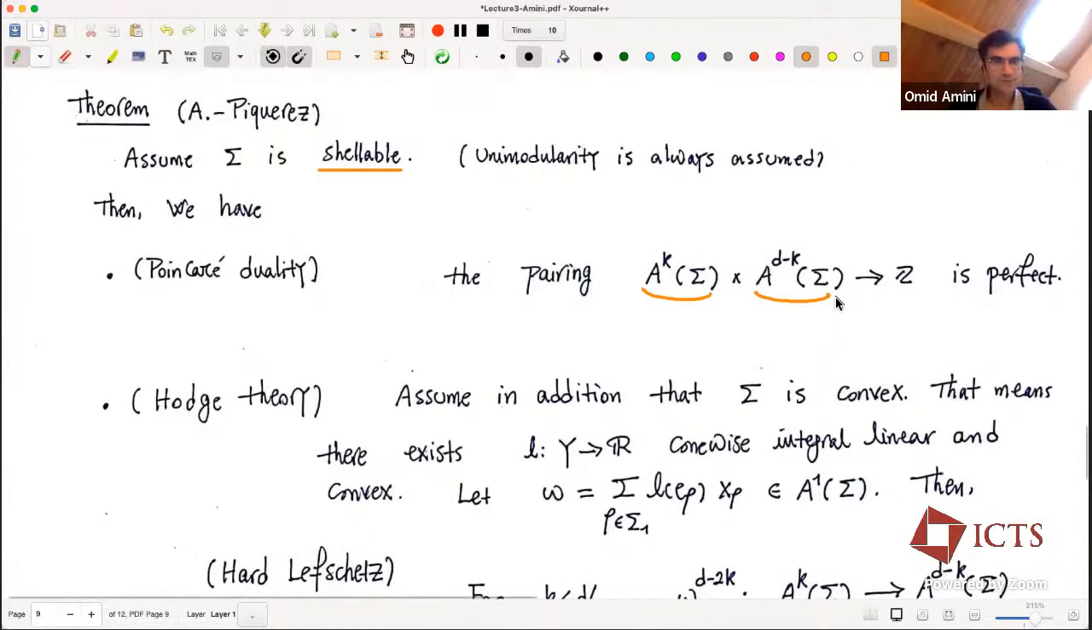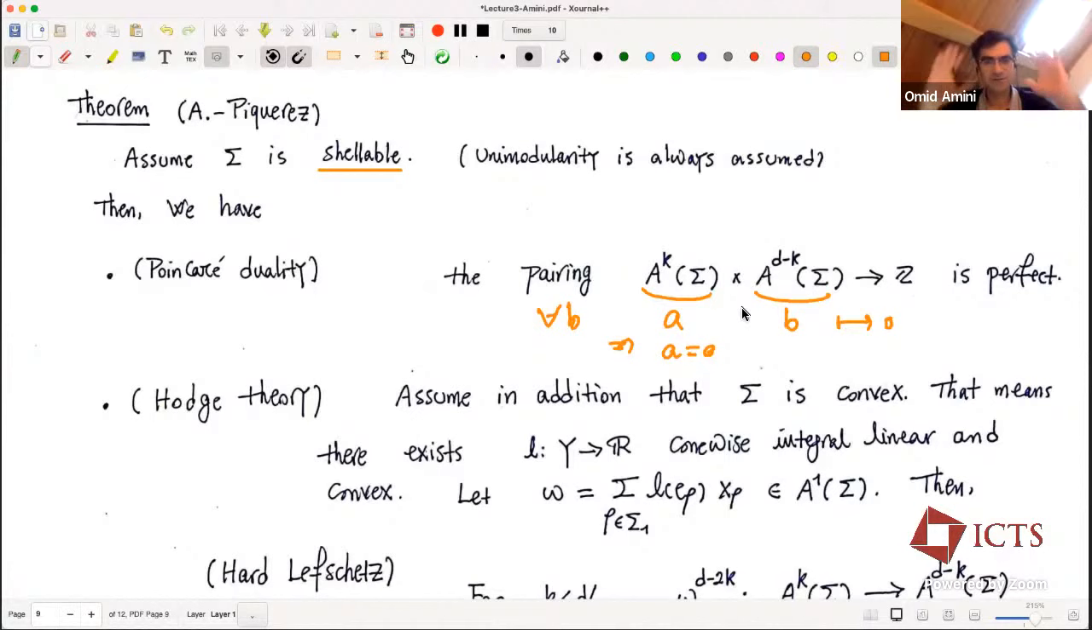What does it mean? It means that if you have an element A here such that A times B goes to zero in this pairing for any B, then this implies that A is zero. And the same thing on the other side. If you have a B such that for any A, AB goes to zero, then B is zero. So it's perfect. It puts in duality the kth piece and the d minus kth piece. And this duality is defined with Z coefficients, so there's no torsion.